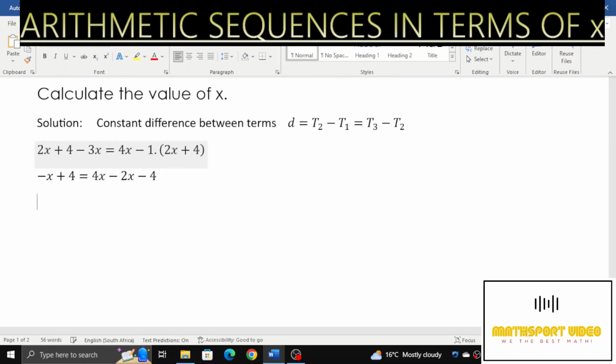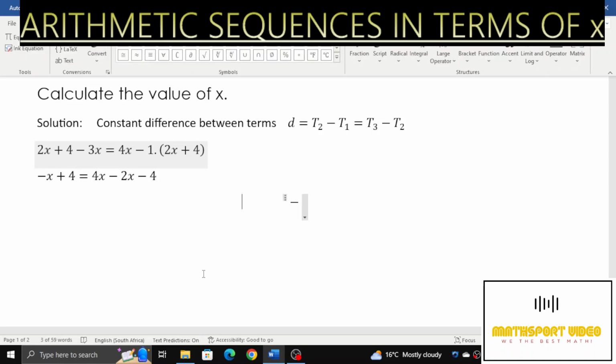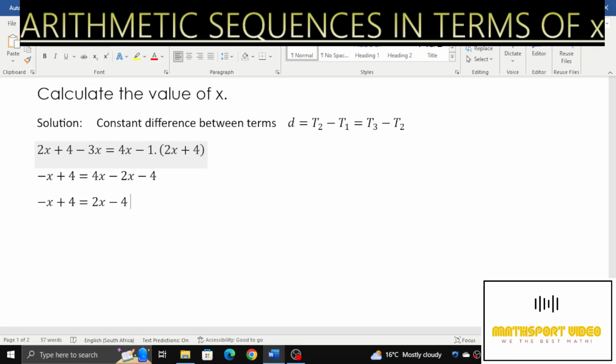Right, so now we can continue. What I like to do is tidy up each of the sides, look at the left, look at the right, add your like terms if possible. I've already done something on the left, but on the right-hand side, we can collect the like terms like that. 4x minus 2x equals to 2x.